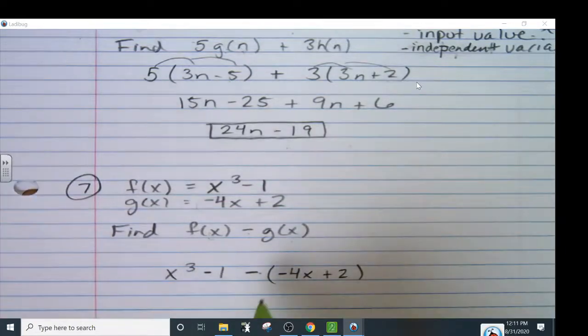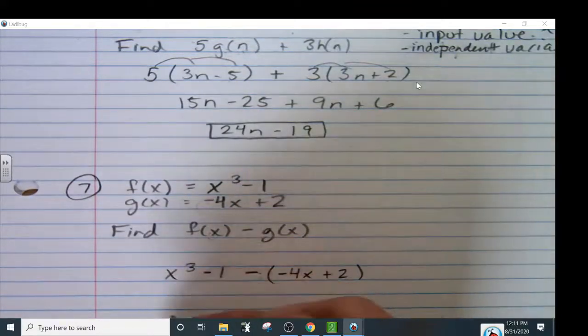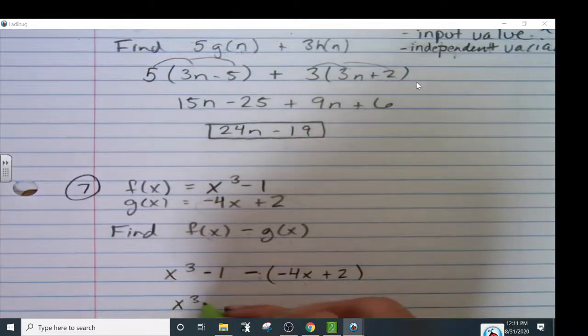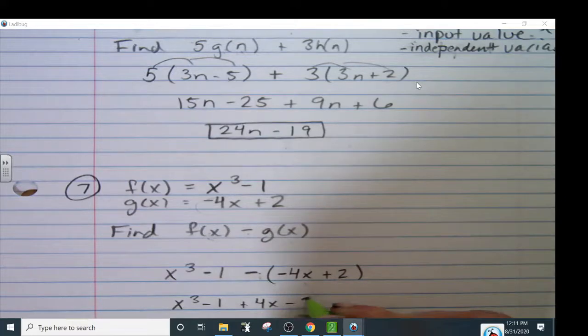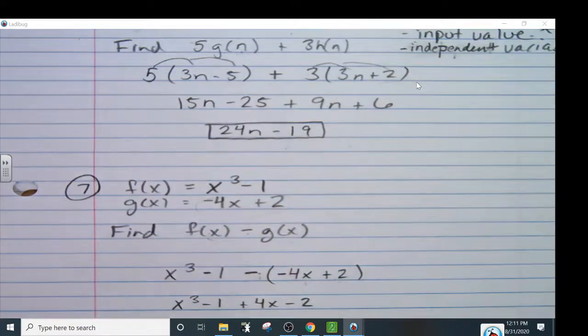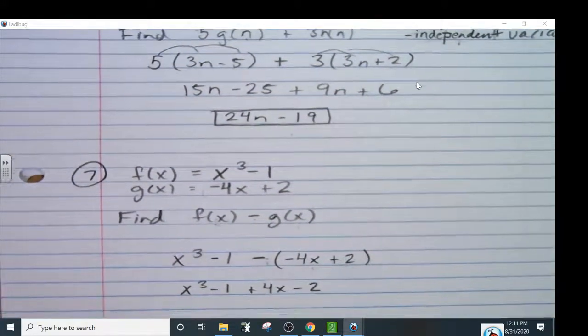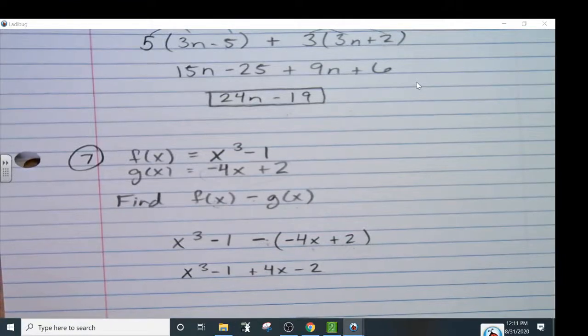Now, guys, what's going to happen here? What will that negative do to the signs inside the parentheses? It simply changes them, right? All it's going to do is change the signs of those numbers. So what that's going to be is this: x cubed minus 1 plus 4x minus 2. All right?